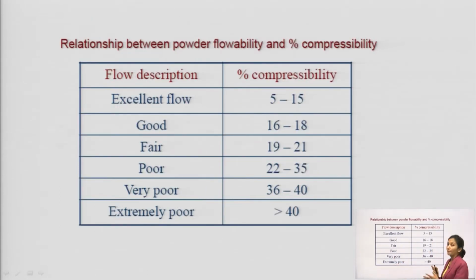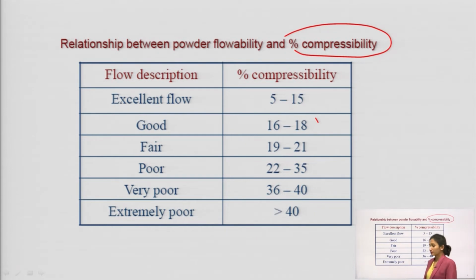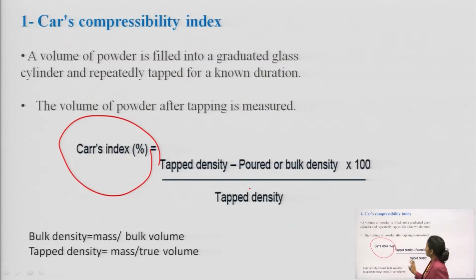This is the Carr's compressibility index, which gives the relationship between the powder flow property and its percentage compressibility. Suppose by using this formula, we put the value of tap density and the value of bulk density divided by tap density, and we get the percentage Carr's compressibility index as 5%. Now, I have to identify whether this powder having a 5% compressibility index will have a good flow property or a poor or a very poor flow property.